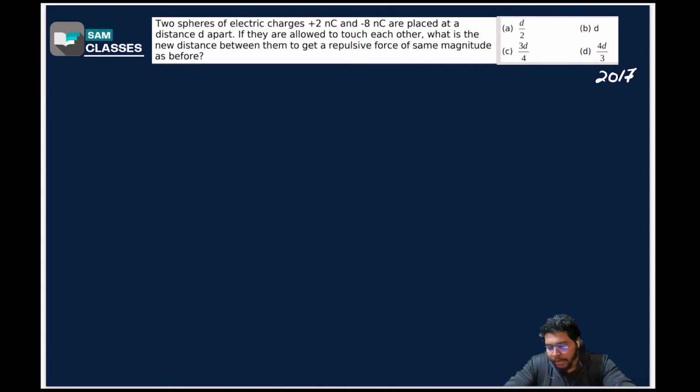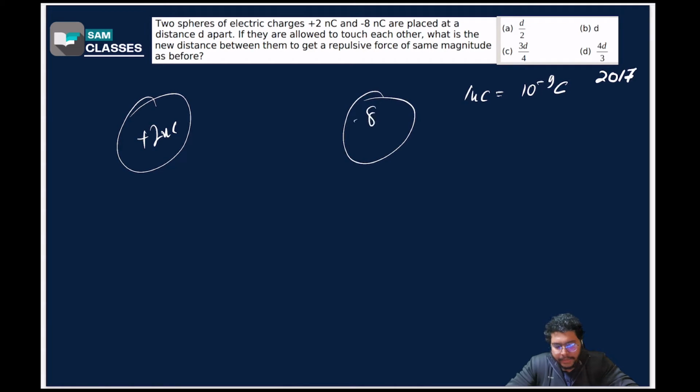So first, two spheres are there, with electric charges plus 2 nanocoulomb and minus 8 nanocoulomb. Students should know what a nanocoulomb is: 1 nanocoulomb is equal to 10 power minus 9 coulomb, just a unit. So one sphere has a charge of plus 2 nanocoulomb and the other has a charge of minus 8 nanocoulomb, and they're separated by a distance d apart. If they're allowed to touch each other.